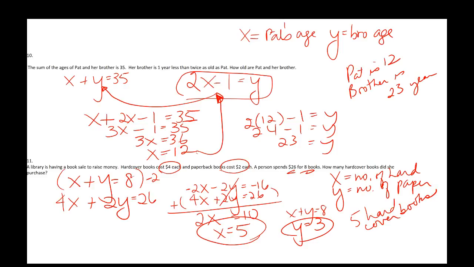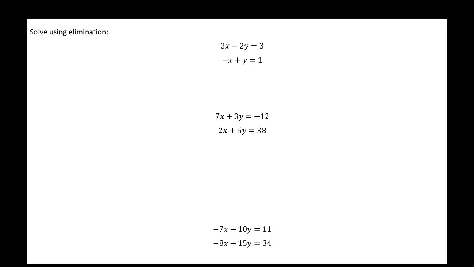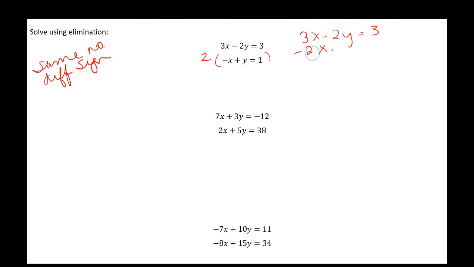All right. On the last page of this, we're actually going to use elimination. All right? See if we can get through this. We want to get one of the variables to have the same number, different sign, so that when we add these together, they are eliminated. All right, I'm actually going to multiply this through by 2. So that, here's the first equation. When I multiply through, I get -2x plus 2y equals 2. And look, my y's are eliminated.